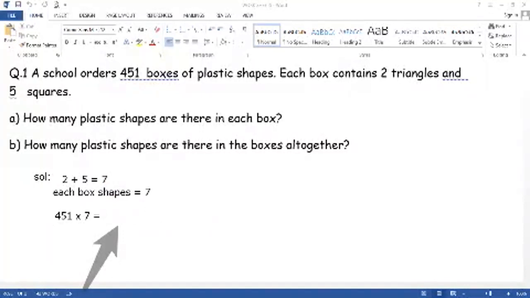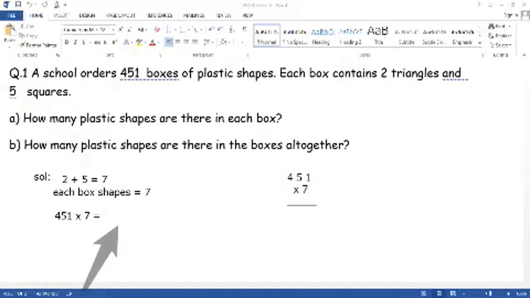So now it's time to do a rough work on the corner. On the corner of your notebook, you are going to write down your rough work, and see, we are going to multiply. We told you all to just learn the tables, because tables are the most important thing.